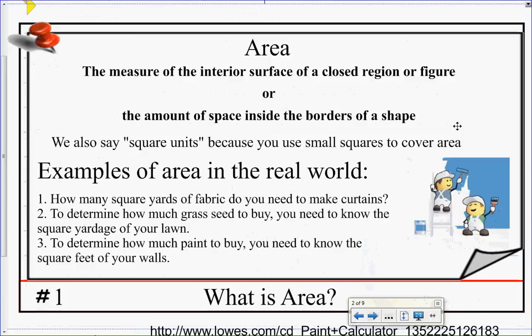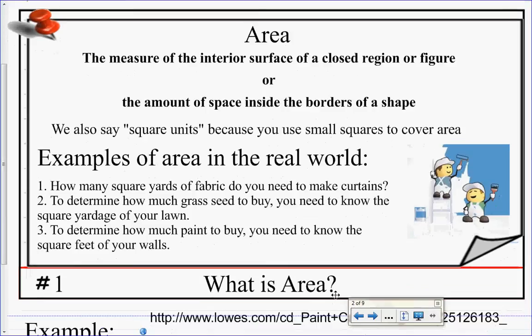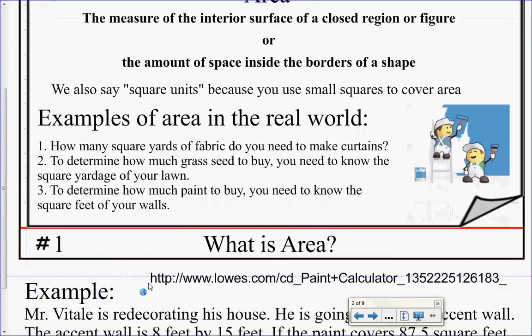So here's your index card number 1. Area, the measure of the interior surface of a closed region or figure, or the amount of space inside the borders of a shape. We also say square units because you use squares, small squares, to cover area. Examples of area in the real world. How many square yards of fabric do you need to make curtains? To determine how much grass seed to buy, you need to know the square yardage of your lawn. And to determine how much paint to buy, you need to know the square feet of your walls.